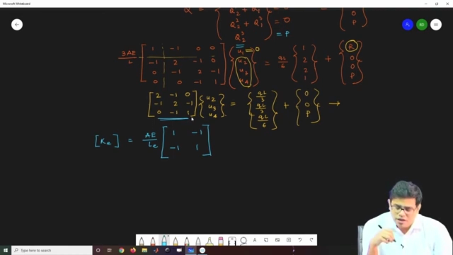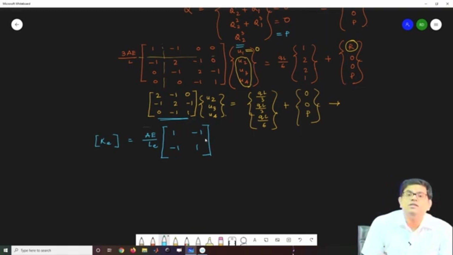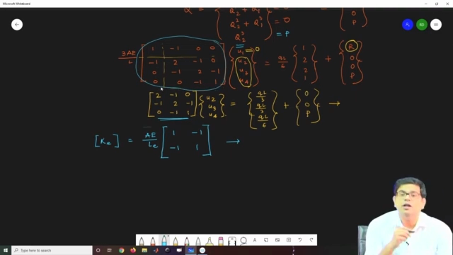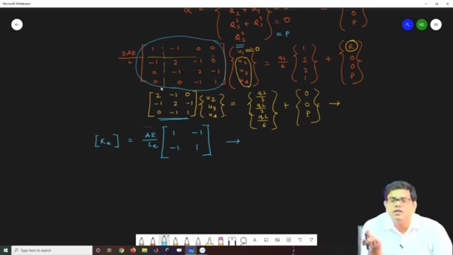Why? Because we have included the boundary conditions. Here there are no boundary conditions applied. On the other hand, in this global stiffness matrix, before I reduce it to a reduced stiffness matrix, the whole matrix is non-invertible because we have not put in boundary conditions. So it will move like a rigid body. So that's why the boundary condition is important for the solution.